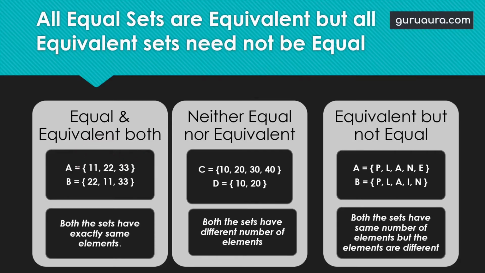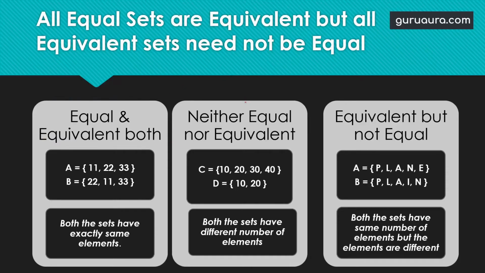Let's consider two sets A and B. A with the elements 11, 22 and 33. B with the elements 22, 11 and 33. Both the sets have exactly the same elements. That is, same number of elements, same elements. Hence, the two sets are equal as well as equivalent.